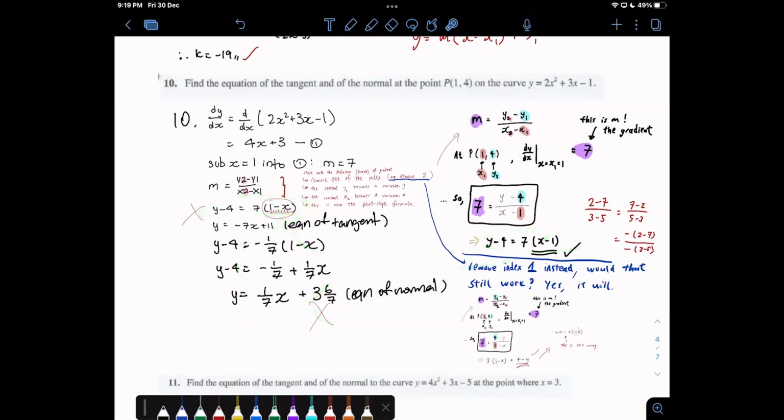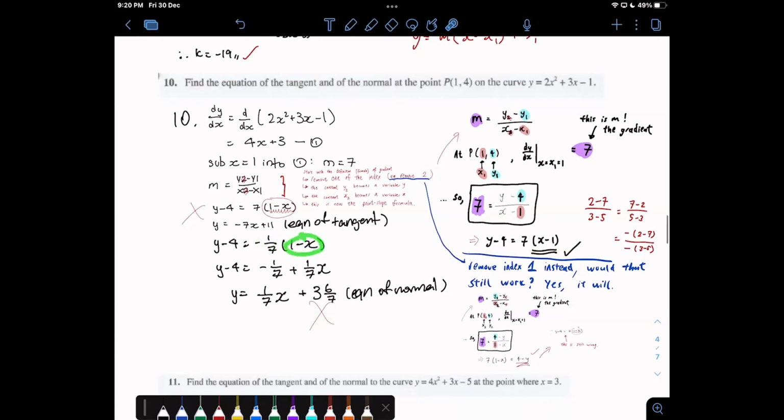Then if you know how to find the equation of the tangent, the equation of the normal is just finding negative 1 over 7. And also over here should be x minus 1. Other than that, your answer is fine. Just need to change this to x minus 1 and you are okay.